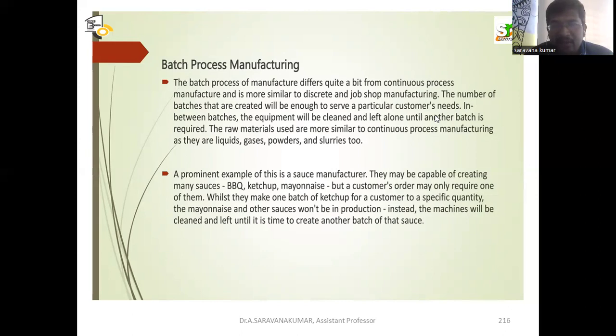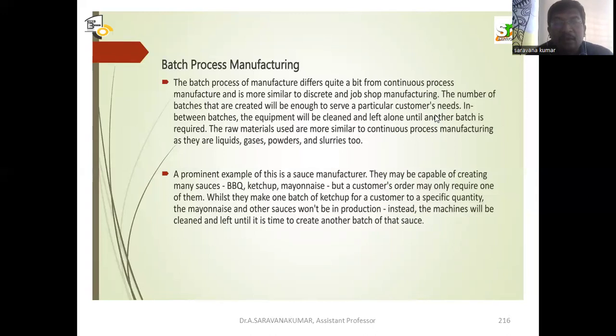So what do you mean by batch? It will be the step-by-step process, right? The batch process of manufacture differs quite a bit from continuous process manufacturing and is more similar to discrete and job shop manufacturing. The number of batches that are created will be enough to serve your particular customer needs. In between batches, the equipment will be cleaned and left alone until another batch is required. The raw materials used are more similar to continuous process manufacturing, as they are liquids, gases, powders, and slurries too.